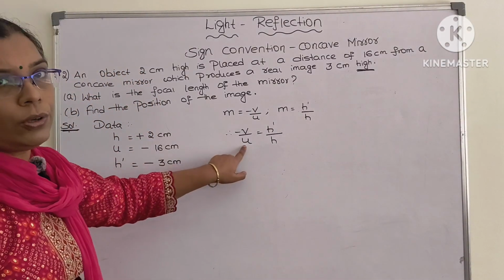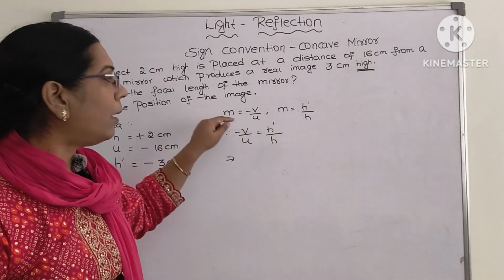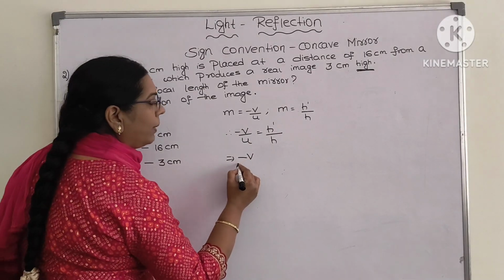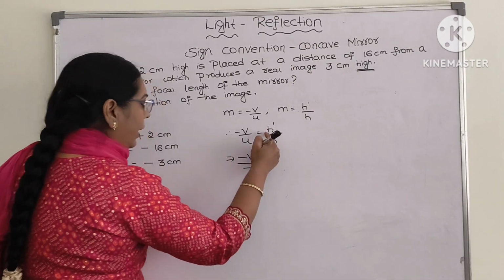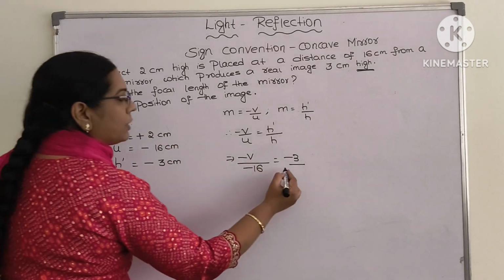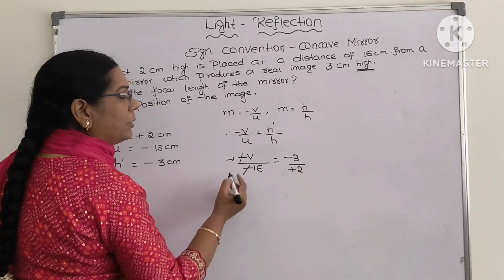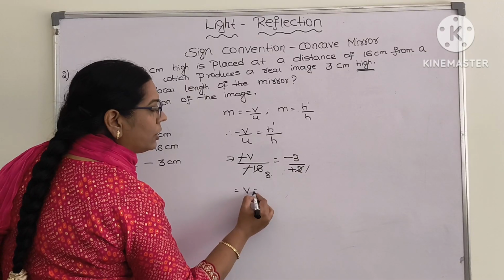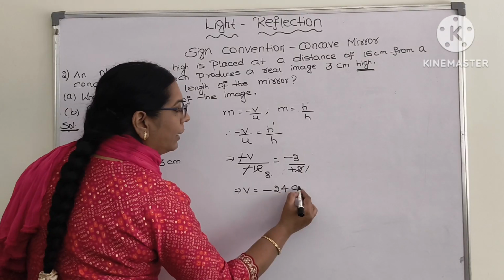Substitute. See, do I have U? Yes. Do I have H? Yes. H prime? Yes. So if you use this combined formula, you will come to V. Minus V. We don't know V, so keep it as minus V only. What is U? U is minus 16 is equals to H prime is minus 3 by H is plus 2. Even if it is plus, keep it as a plus, children. When you are substituting, minus will be cancelled, and 2 ones, 2 eights. So V is how much? Do the cross multiplication. V is minus 24 centimeters.